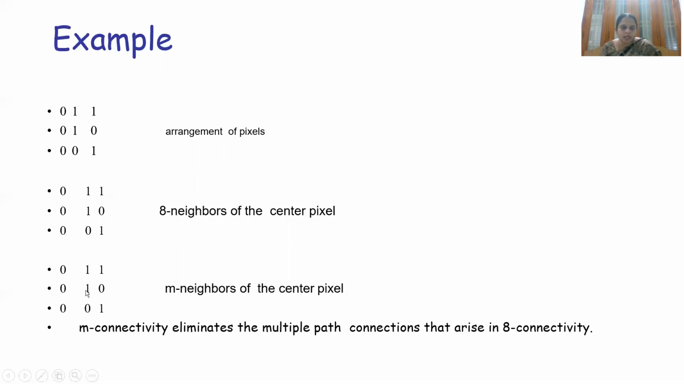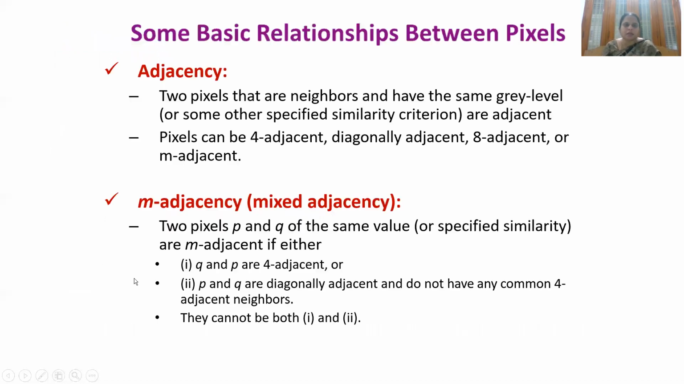So you see here, this one is P and this one is Q. Both are said to be connected. If it is M neighbor, then we check the common neighbors of these pixels. The neighbors of this one are 1, 0, 1, 1, and the neighbors of this other pixel are 1, 1, 1. So there are no common neighbors for these pixels, and so they are said to be M connected pixels.